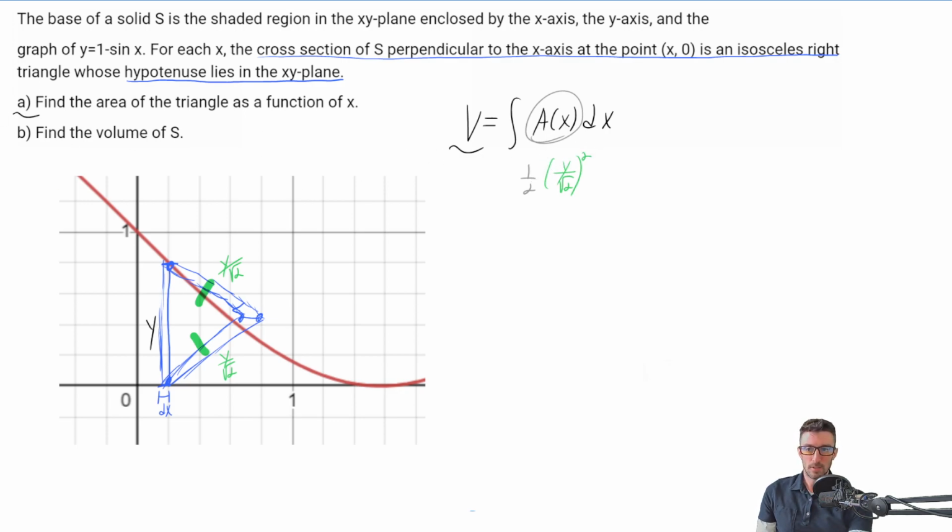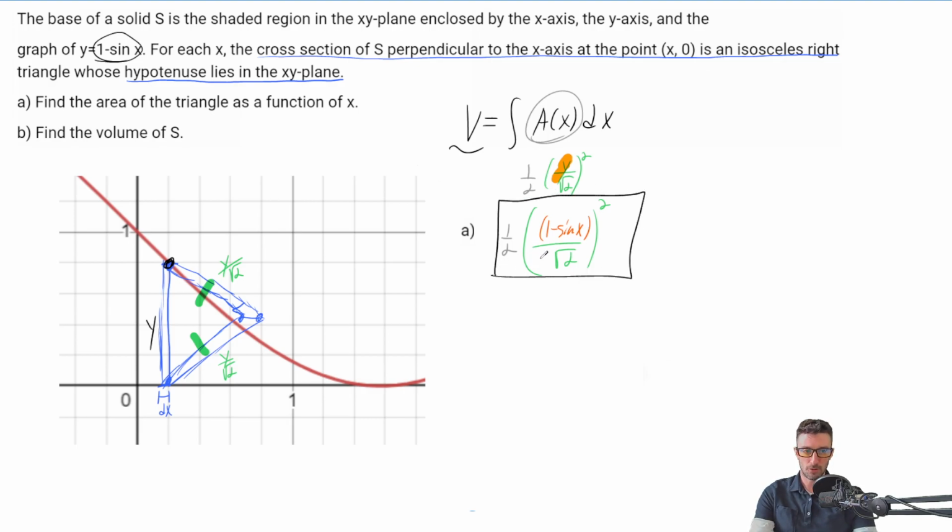But that's not cool because that is not a function of x. So we got to remember what the y coordinate is here, and it's actually 1 minus sine x. So instead of putting y, I'm going to replace that with 1 minus sine x. So it's that over √2, squared, and don't forget your 1/2. So the answer to A would be this. This is the formula for the area of the triangle.